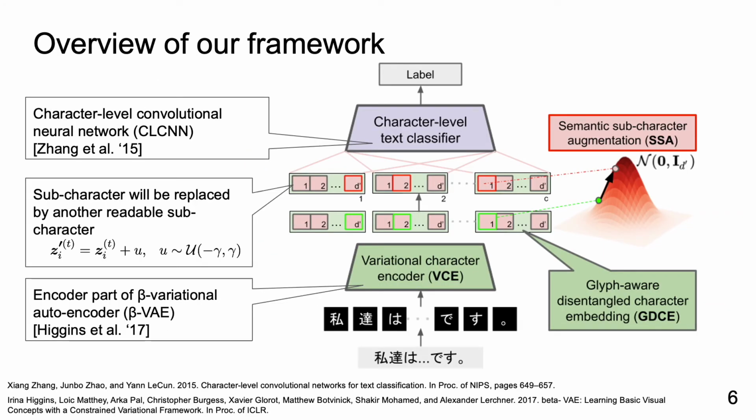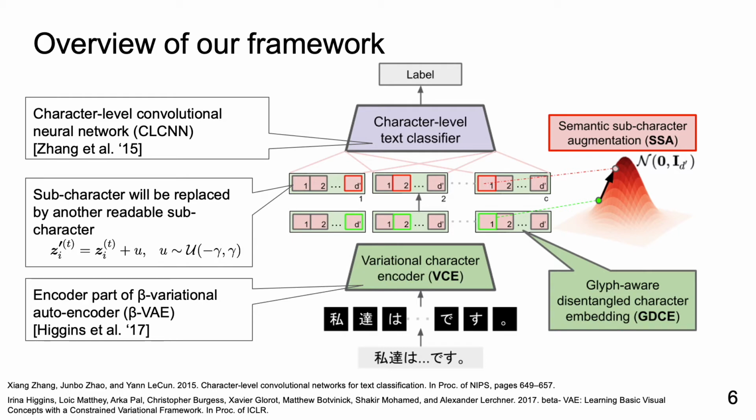The slide shows an overview of our framework. Each character in the target text is transformed into an image and forwarded to the subsequent variational character encoder, VCE. The VCE is basically composed of a beta VAE, and it obtains the proposed GDC. Owing to the attractive properties of the GDC, character-level text classifiers such as CLCN can take advantage of the interpretable and highly effective data augmentation method SSA.